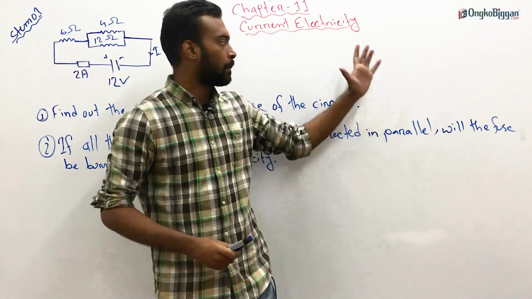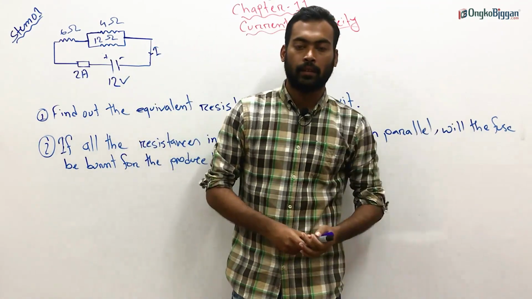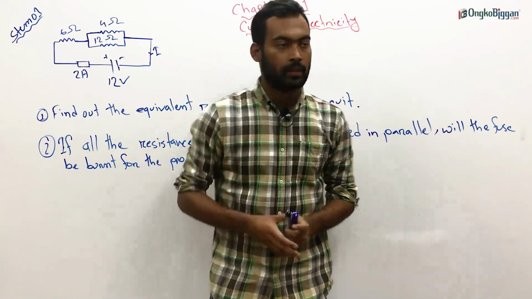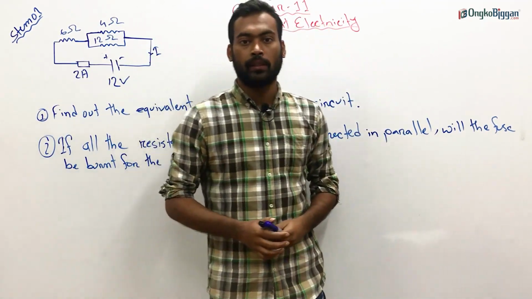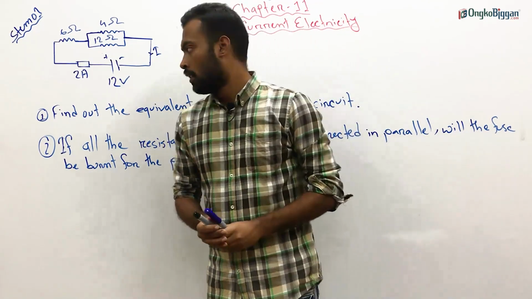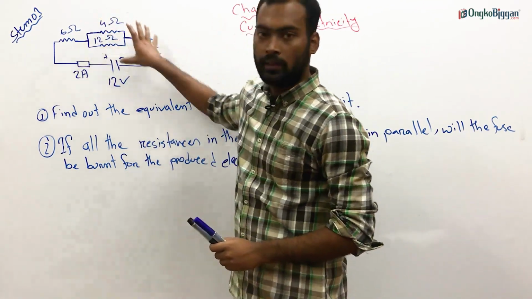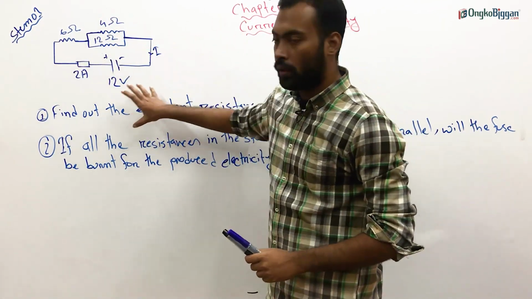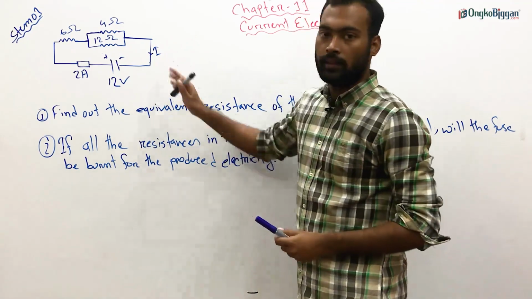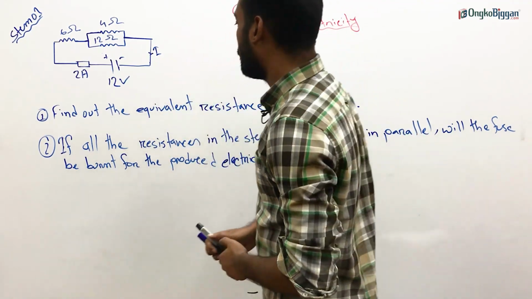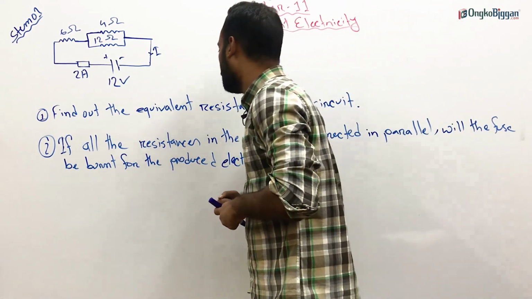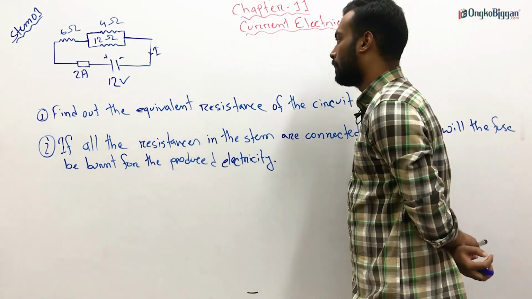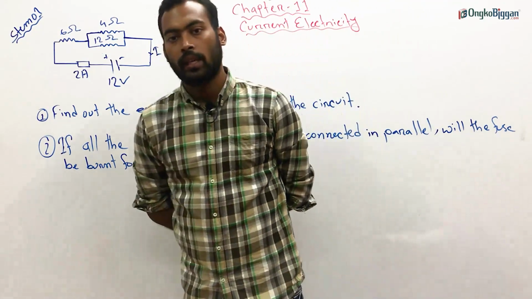Let's start the question part of the STEM part of chapter 11, current electricity. In this part, we'll be seeing mostly circuit related problems, where you'll be given circuits and solving problems according to them. First of all, they are asking us to find the equivalent resistance of the circuit. So how do we find the equivalent resistance?